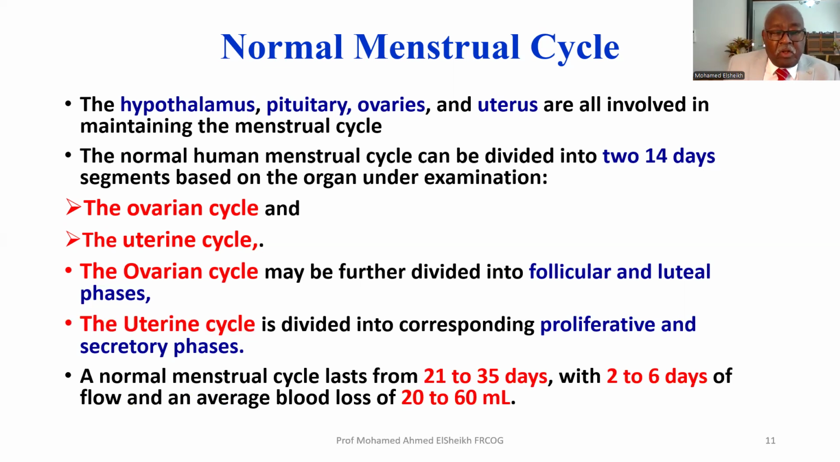As I have just mentioned, a normal menstrual cycle lasts for about 21 to 35 days. So any range within this is normal. Women or girls may worry about it coming irregularly, but if it's coming between 21 and 35 days, that's normal. Usually 2 to 6 bleeding days, and the flow usually is about 20 to 60 ml. The flow of blood that comes out. Duration of the bleeding, amount of the bleeding.